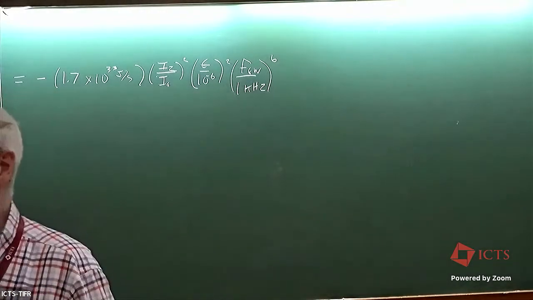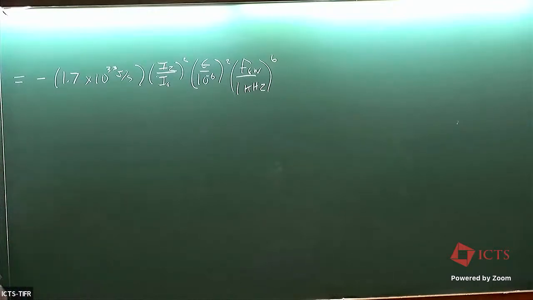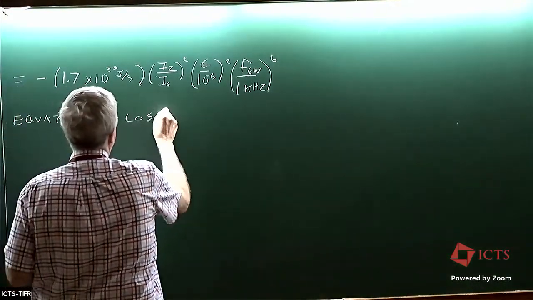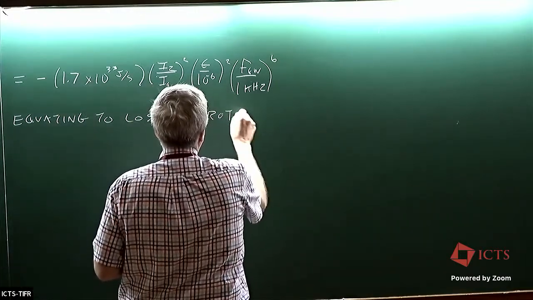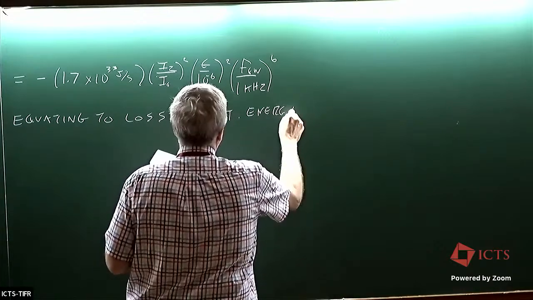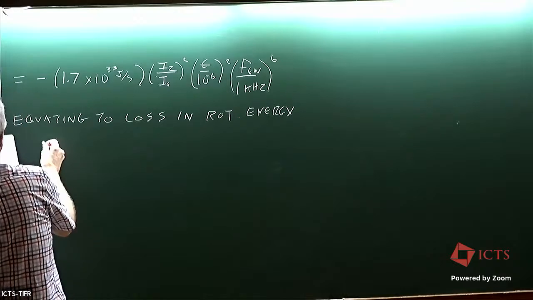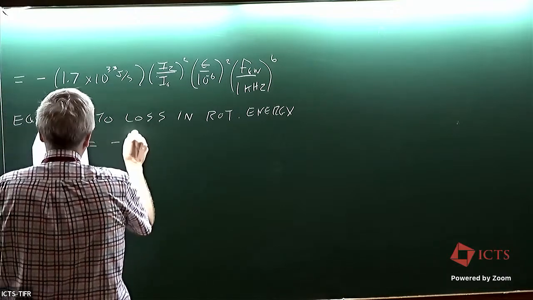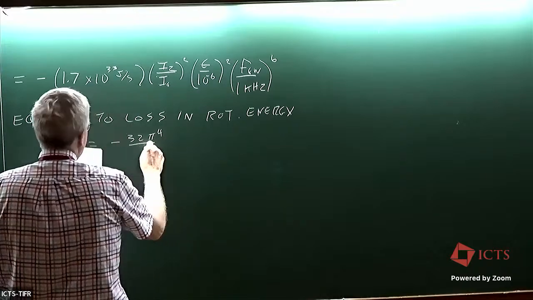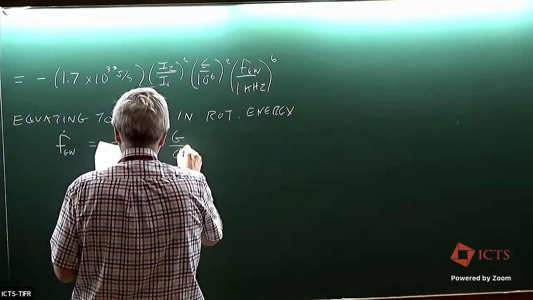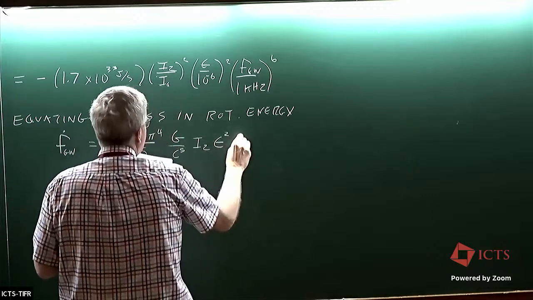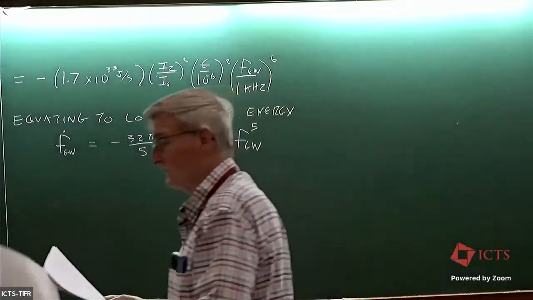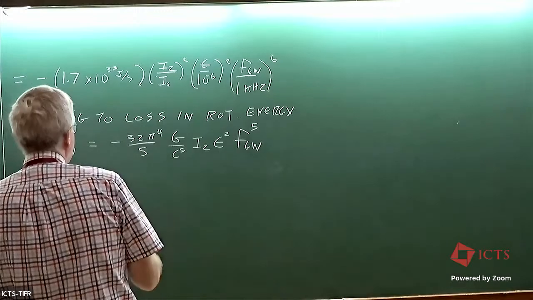Now we can do the same sort of thing we did for magnetic dipole emission and say, let's equate that to the loss in rotational energy. And if we do that, we get that the first derivative of the gravitational wave frequency is given by minus 32 pi to the 4th over 5 G over c to the 5th, Iz epsilon squared times f_GW to the 5th power. Okay. So the first derivative is proportional to a negative constant times the 5th power of the gravitational wave frequency.